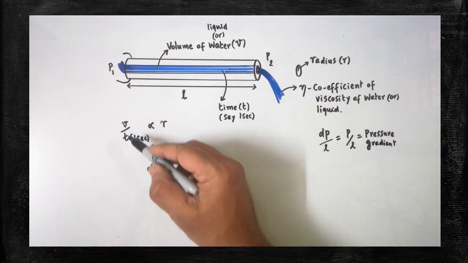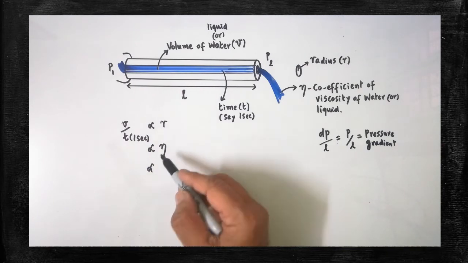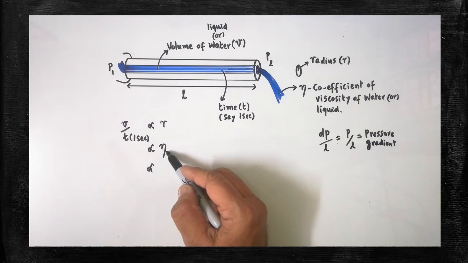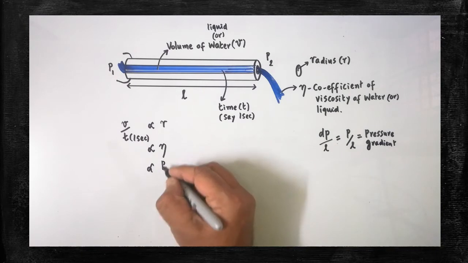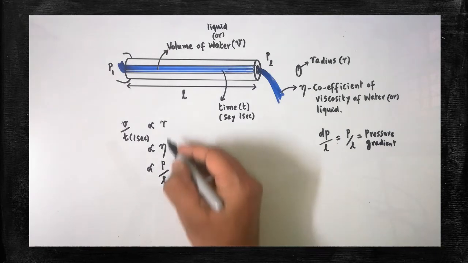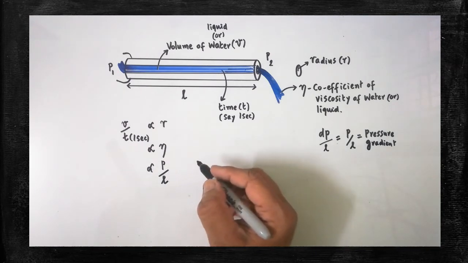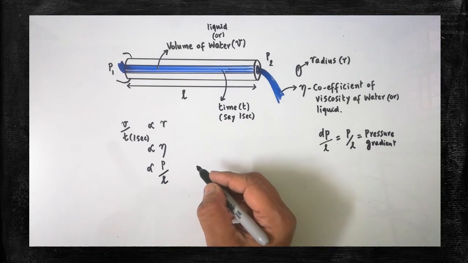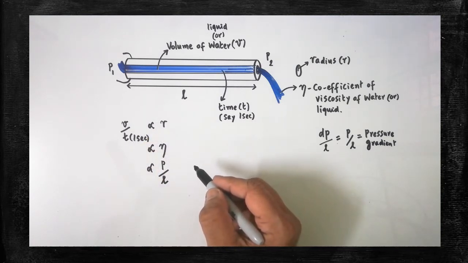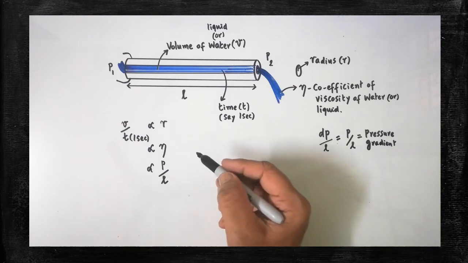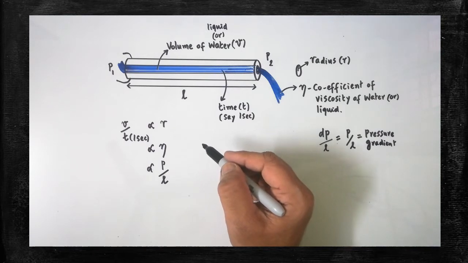Now, the volume of liquid flowing per second is directly proportional to R, the radius of the capillary tube, directly proportional to the coefficient of viscosity of the liquid, and the third factor is P by L. Could you understand this? So these three factors are written here. Now we have to find the dimensional formula for all the factors. Here four factors are there. First we have to derive the dimensional formula for all four factors. Without knowing the dimensional formula, we can't derive Poiseuille's equation.